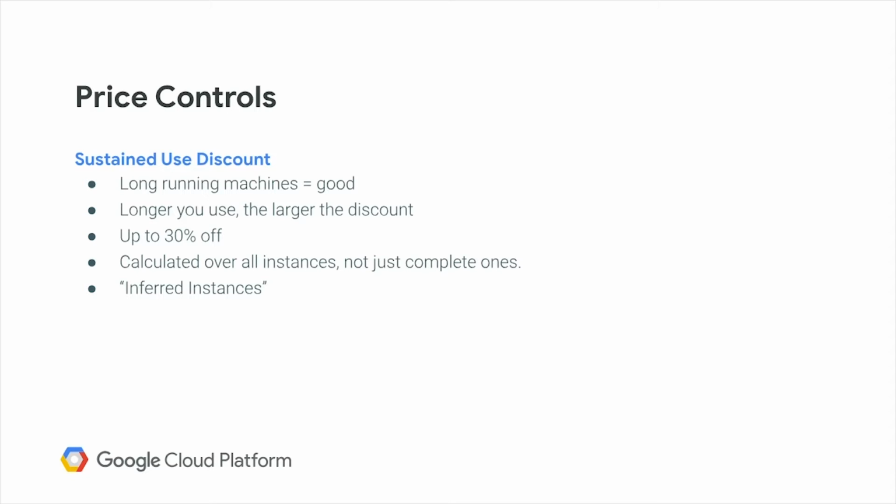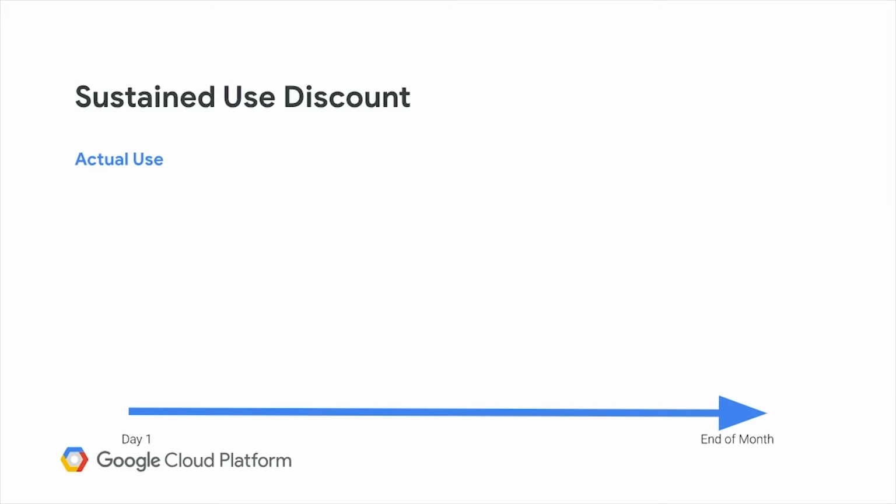Now, it's important to note that this is calculated over all of your instances and not just 1 or 2. So for example, if you spin up a box for half a month and then spin up another box for half a month, we'll actually combine that into a full month of a box, even though they were separate. We call that inferred instances. So let me show you how this looks from a machine standpoint.